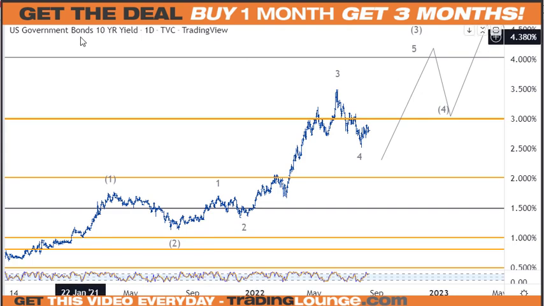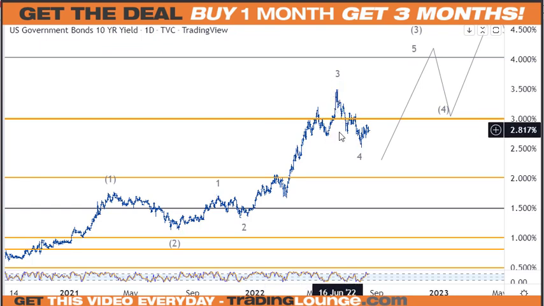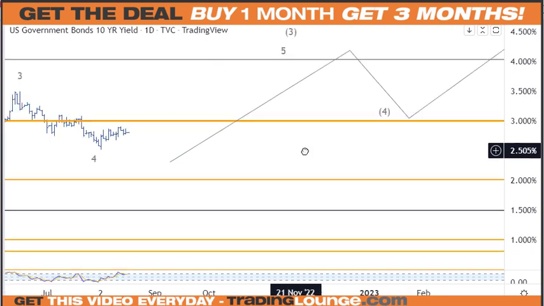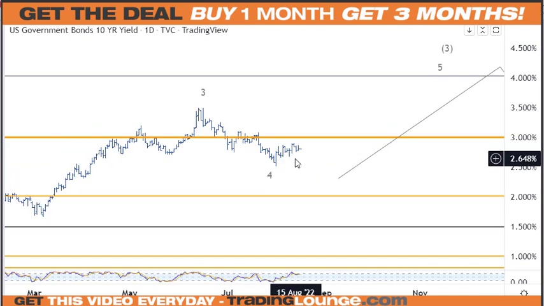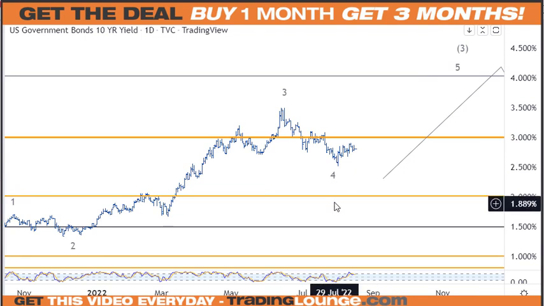Starting with the bonds here, we've been looking at an ABC for wave 4. It's all looking pretty good, but this little move to the upside here is not really displaying a nice impulse wave, so I'll keep a bit of an eye on that. In Australia, our bonds that we track, same pattern, do have a nicer 5-wave structure up here.